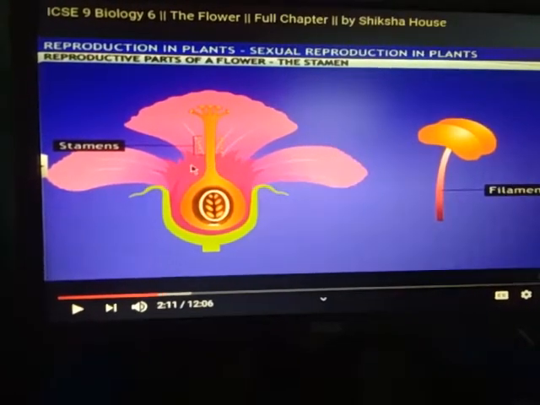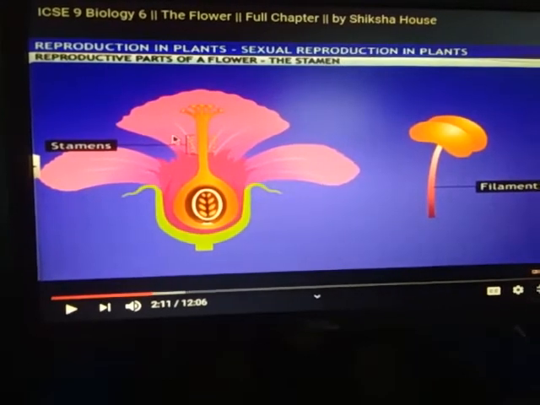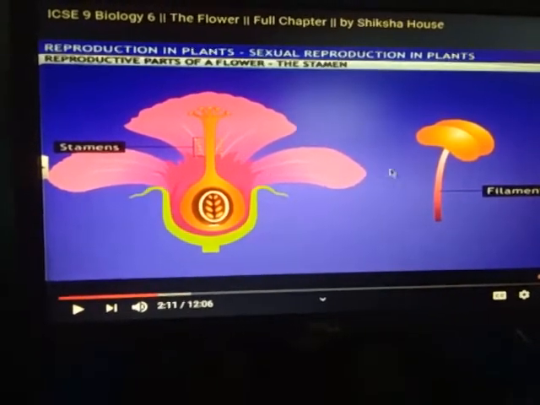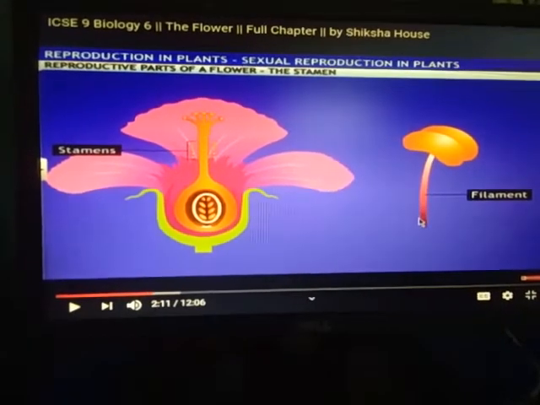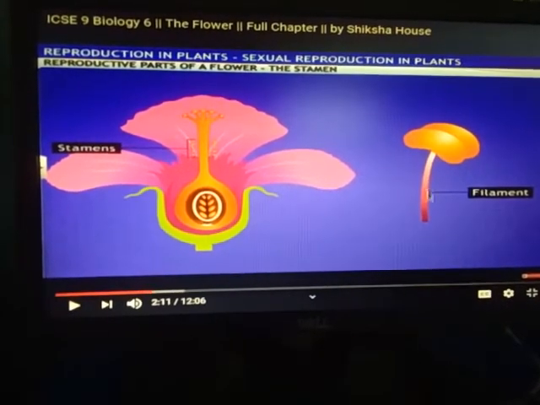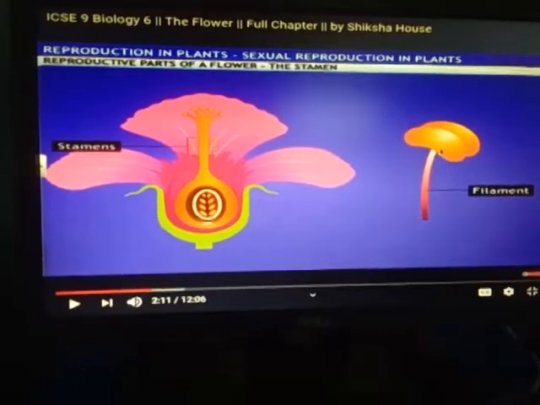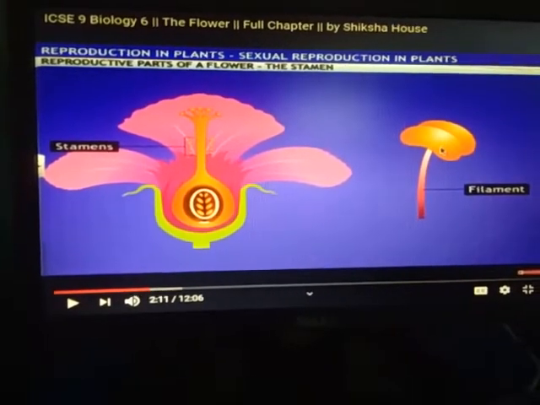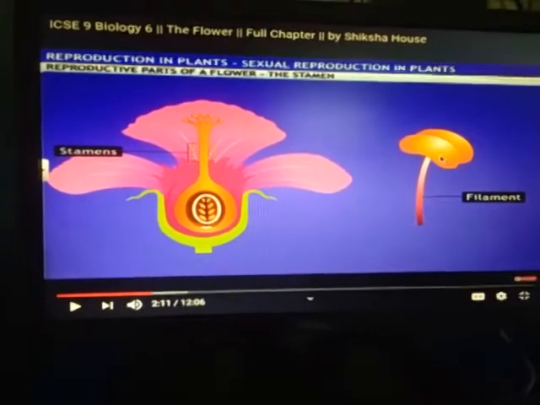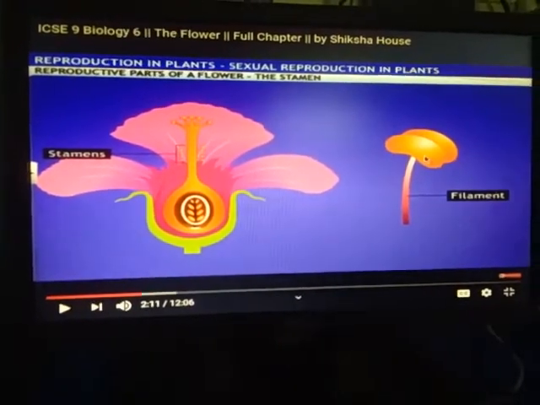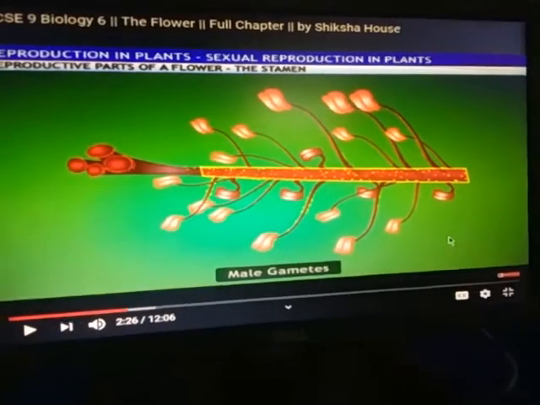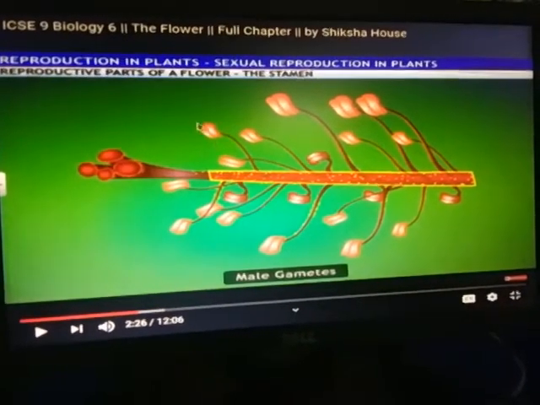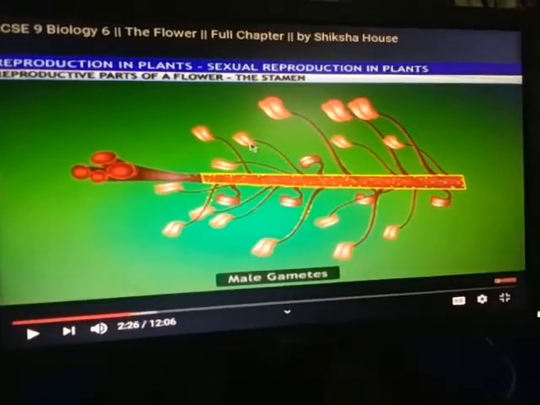This portion that is represented here through a square bracket is the stamens. One stamen has been taken out. It contains two main parts. The first part is the filament, on which the anther is attached. This is the anther. Anther contains anther lobes. Anther lobes contain pollen grains. We can watch through this diagram, it is represented here as male gametes.